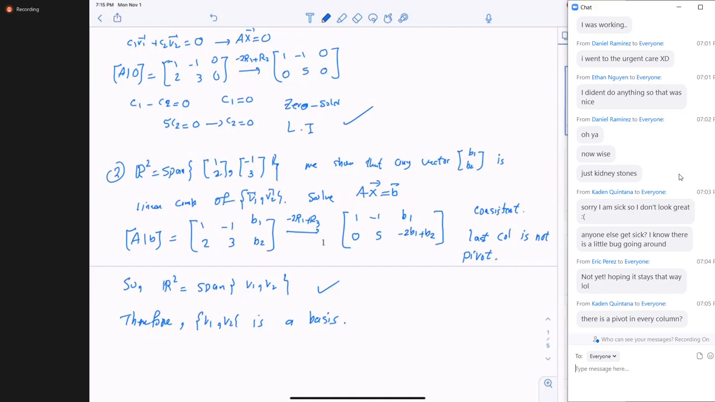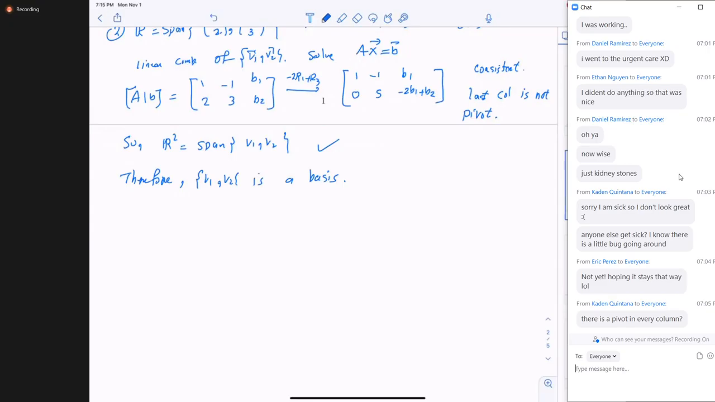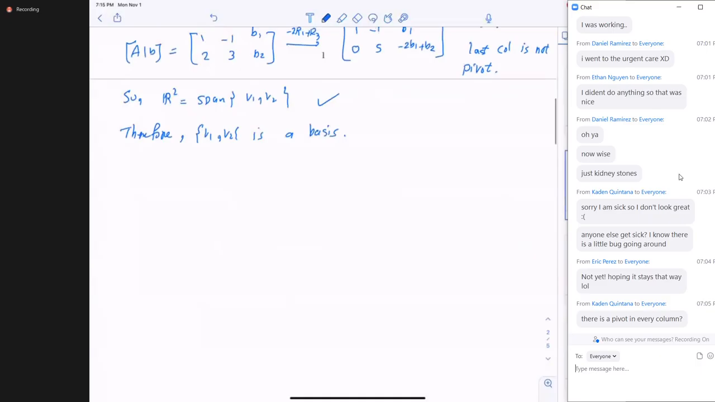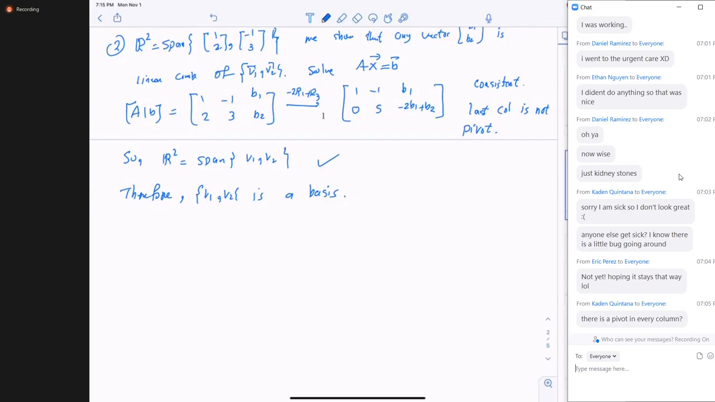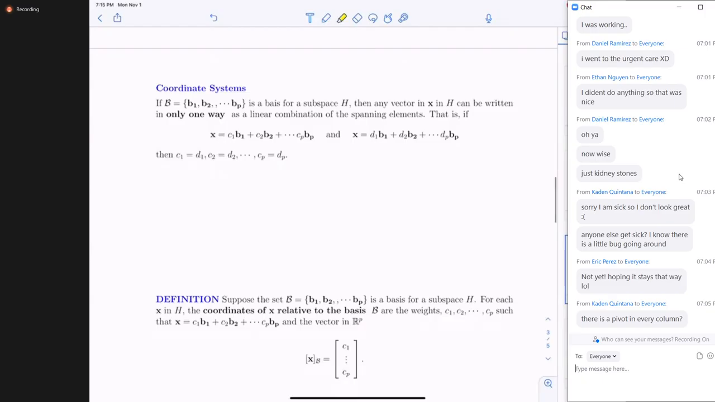All right, so when we write a vector as a linear combination of basis vectors, we can have a new definition, which is called the coordinate system. Sorry, it's a very small concept that we have a definition, right? Coordinate systems.